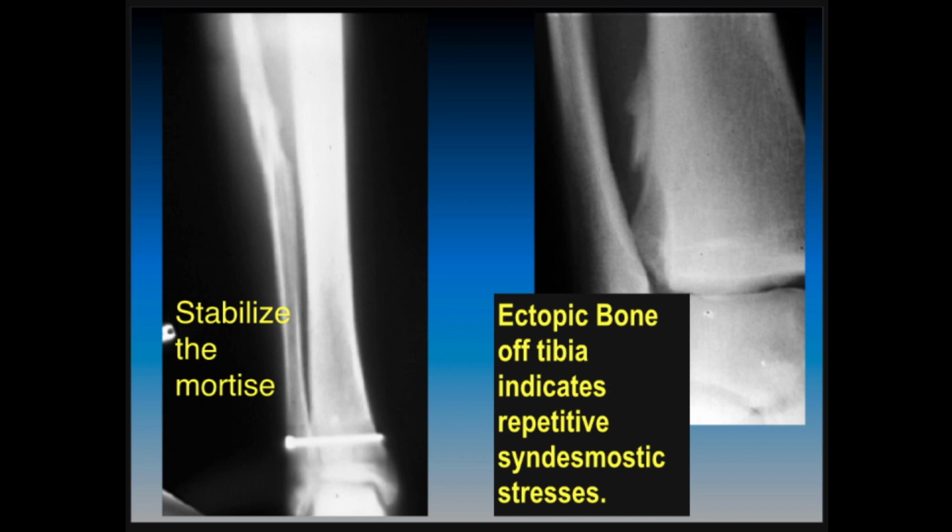The X-ray on the right shows a chronic repetitive stress of high ankle sprains with ectopic bone coming off the tibia, which is in an offensive lineman. This is something that we observe. His mortise was stable. We don't do anything to take these out. This is a chronic repetitive stress injury of repetitive stress going into dorsiflexion.